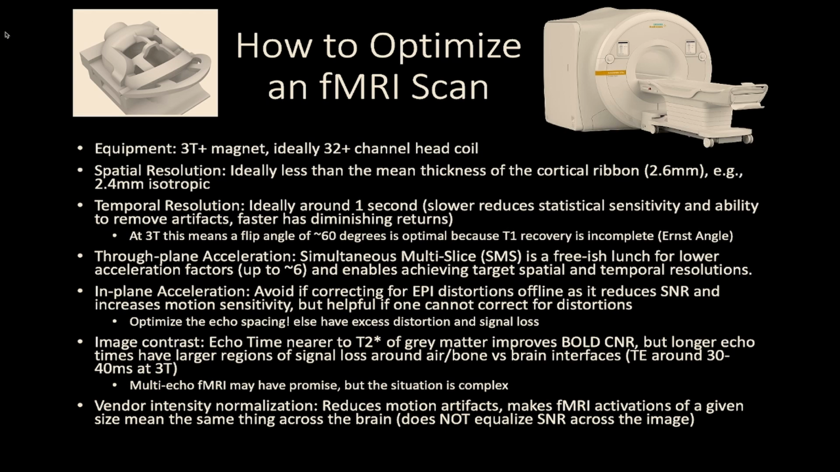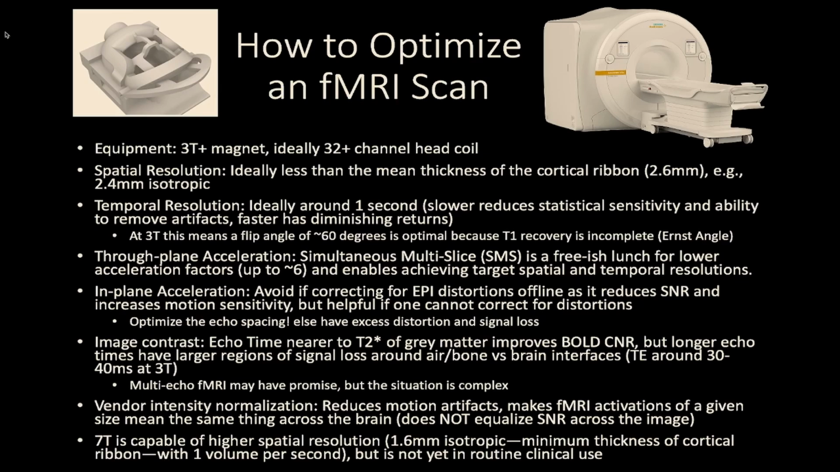There's vendor intensity normalization, things like Siemens Prescan Normalize, or I'm forgetting what the GE and Philips terms for that are, but basically, those are worth using. It actually reduces the impact of head motion on the images. As the head is moving around in the receive field of the head coil, parts of the head are getting brighter and darker. And this vendor intensity normalization actually removes that, so you don't have to deal with it later.